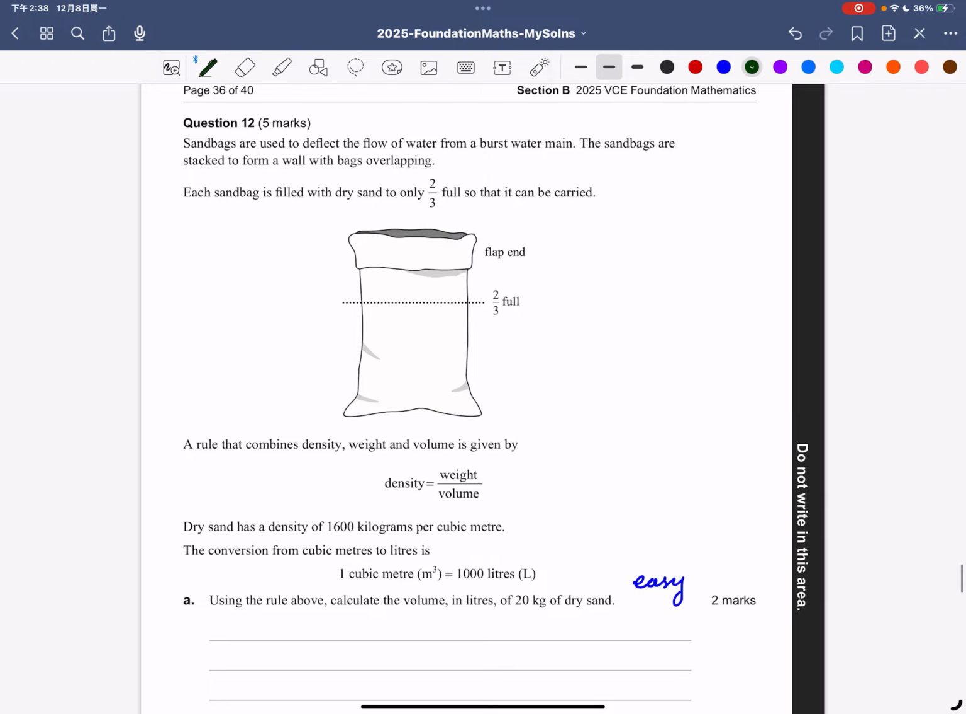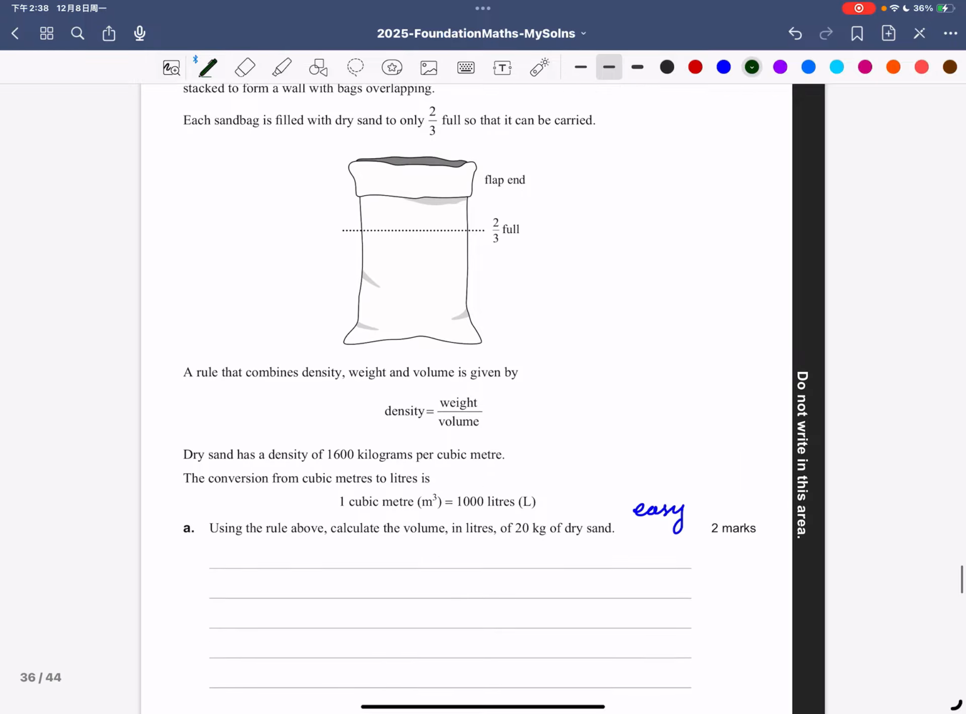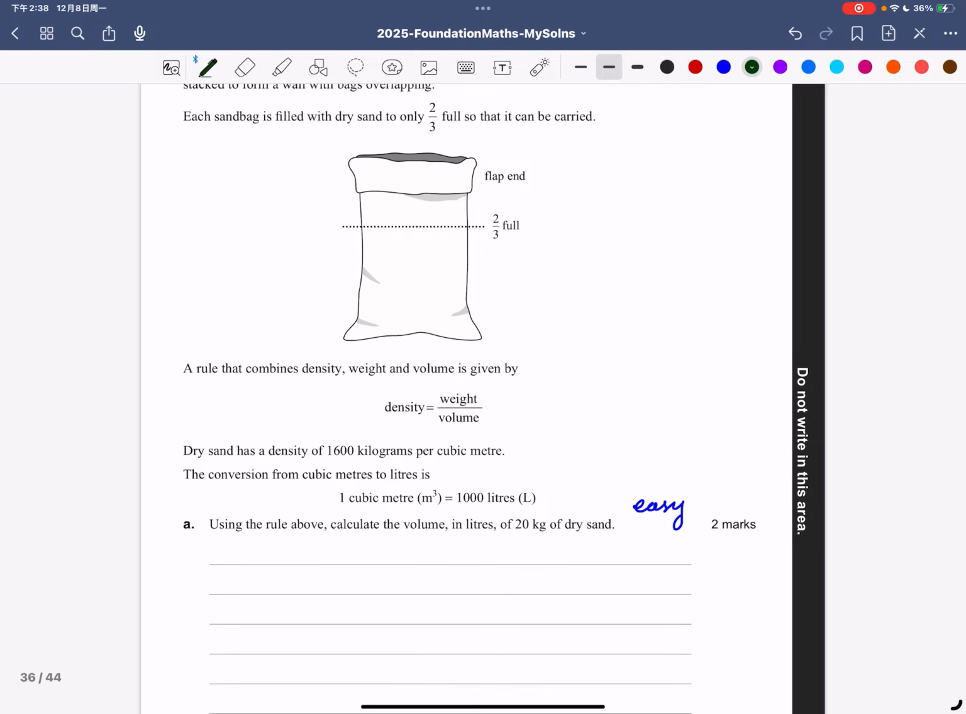Question 12. Hopefully that's the last question. Sandbags are used to deflect the flow of water from a burst water main. The sandbags are stacked to form a wall with bags overlapping. Each sandbag is filled with dry sand to only 2/3 full so that it can be carried. A rule that combines density, weight, and volume is given by density equals weight divided by volume.